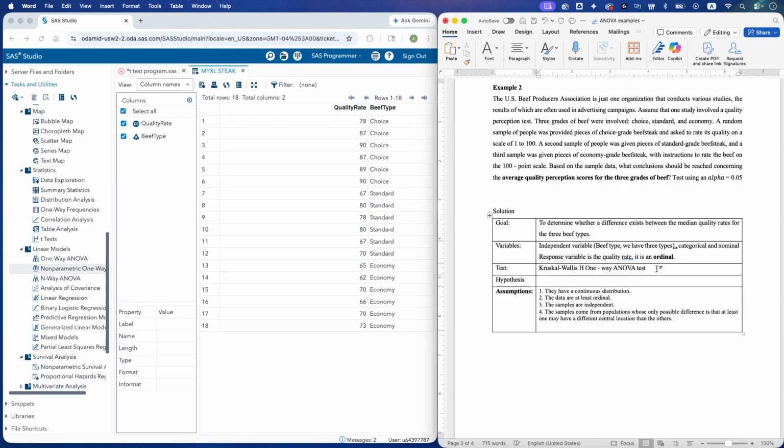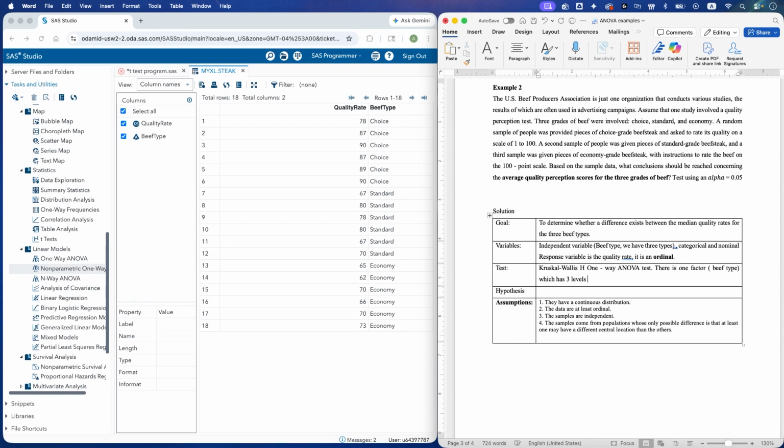And someone's going to tell me, is it one-way? How did you know that it's a one-way ANOVA? Why is it not n-way, two-way, or three-way? Because it's obvious that we have only one categorical independent variable, which is one factor. It's believed that this one factor could have an influence on the variation of the quality rate. That's it. There is one factor. What is the factor? It is the beef type, which has three levels: choice, standard, and economy, right?